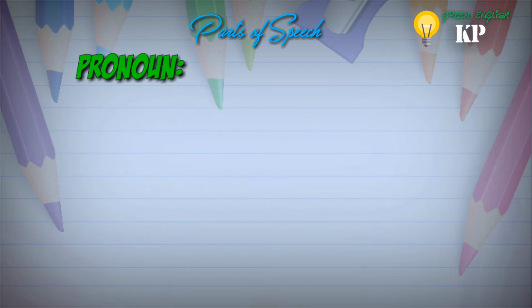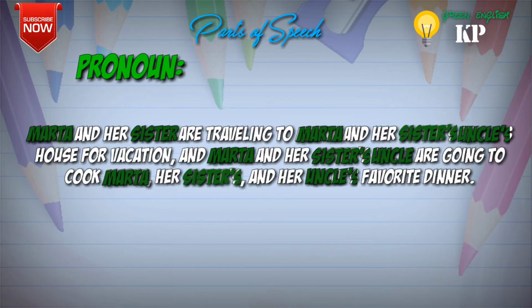For example, consider this sentence. Martha and her sisters are traveling to Martha and her sister's uncle's house for vacation, and Martha and her sister's uncle are going to cook Martha, her sister's, and her uncle's favorite dinner. Did you get all that, or were you confused? What is wrong with this sentence? Actually, the nouns are repeated over and over again, and that's why it is difficult to understand the sentence.